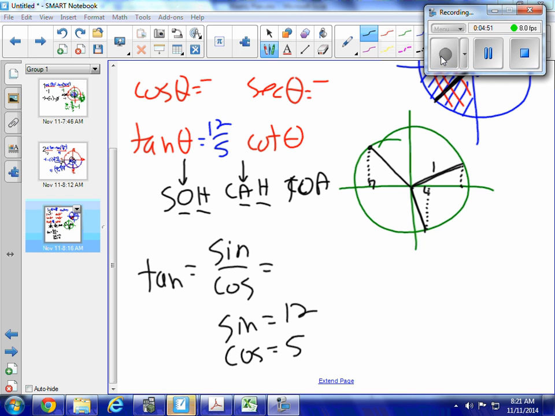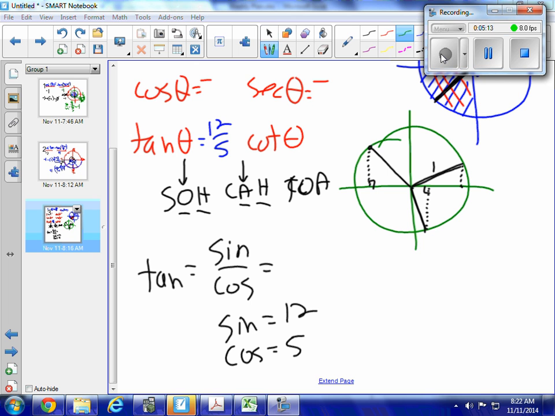Am I making sense? Is there a question? Can I ask the question, Peyton? I see it. No, why isn't it? Why isn't the hypotenuse going to be 1? So the question is, why isn't the hypotenuse 1?